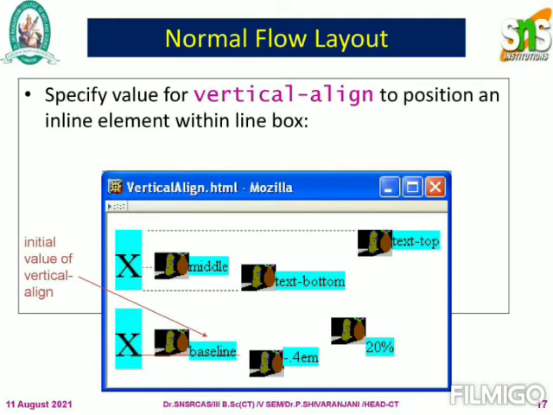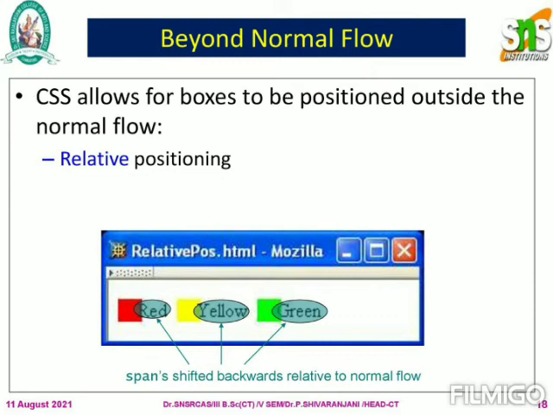So you can also specify an inline vertical value or initial value of the vertical alignment, which can also be done by using your normal flow layouts. Beyond your normal flow layout, CSS allows for boxes to be positioned outside the normal flow. For that, it will make use of relative positioning options.